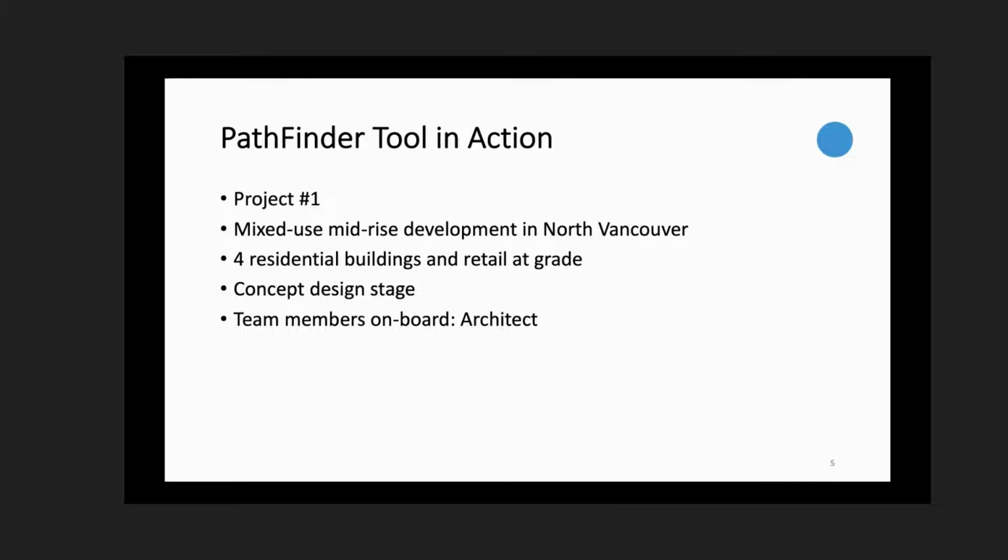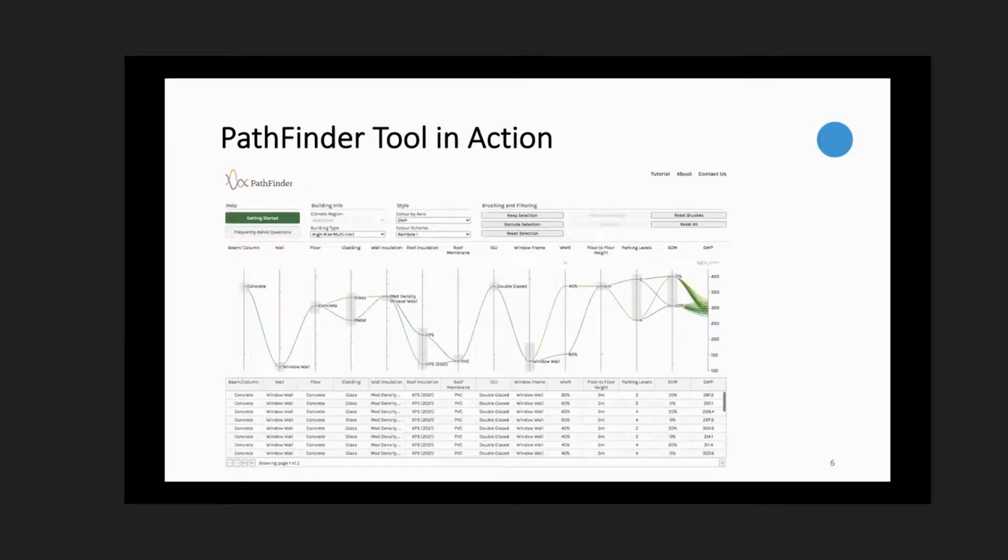So we have limited information about the project, but the architect and the owner are keen to know the embodied carbon footprint of the building and how they can reduce it. This is a prime example where PathFinder can be very powerful. So we used PathFinder, and as Ivan mentioned, we opened the tool, had a session with them, and looked at different options, trying to select different parameters for each of the areas that would impact the building, everything from the structural system, whether it's concrete or wood, all the way to levels of parkade and SCMs.